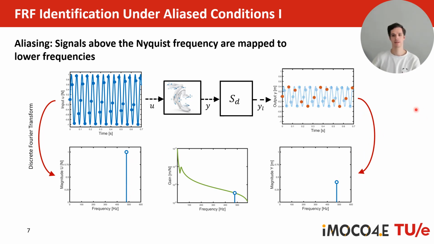Now, let's downsample the output. Maybe because we are using, for example, a camera that cannot sample as fast as a normal encoder, for example, would be. And that means that only every 3 samples are available.